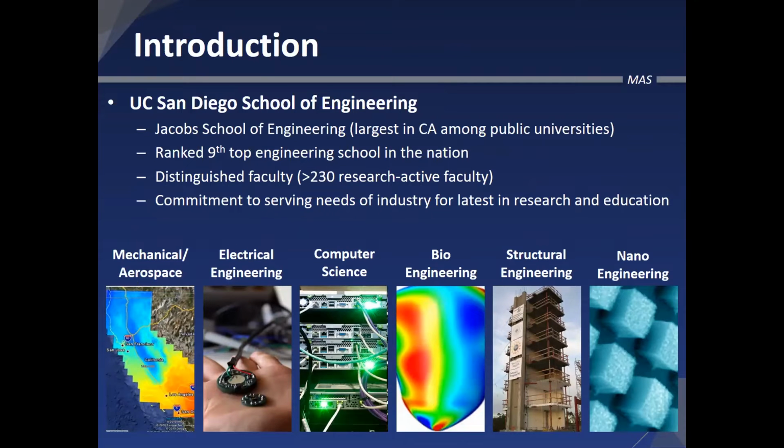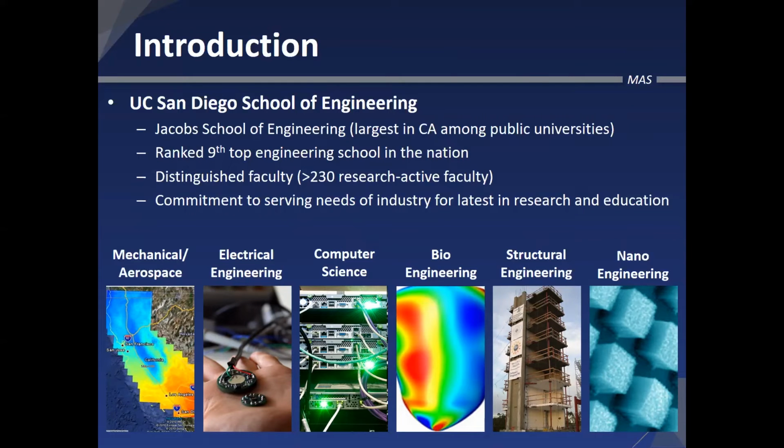So if you live in San Diego, you probably know about UC San Diego, but maybe not the School of Engineering. We are proud to be one of the top 10 engineering schools in the nation. We keep some pretty good company in that group: MIT, Stanford, Berkeley. We have over 230 research active faculty and a strong commitment to serving the needs of industry. As you can see from the slides, we have 6 different departments in the School of Engineering. In addition, partnering with us in the MAS program is the San Diego Supercomputer Center, which is based on the San Diego campus.